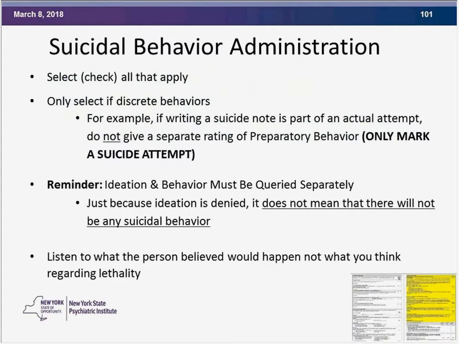So when you're doing the behavior section, you check all the behaviors that apply, but only if they're discrete behaviors. So for example, if somebody collects pills and puts them under their bed and then takes them in a suicide attempt, you're not going to count that as both a preparatory behavior and an attempt because they were sort of a combined episode. You're just going to count that as an attempt, and you can put the details in your narrative.